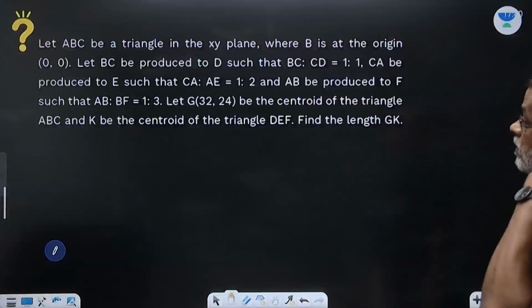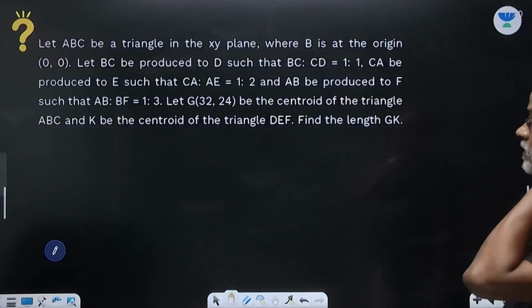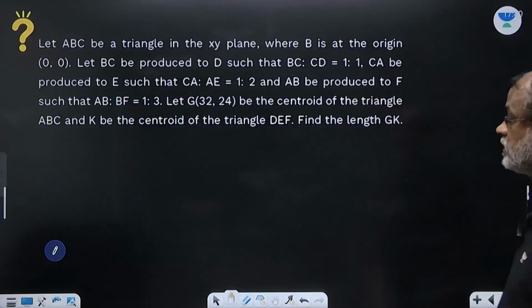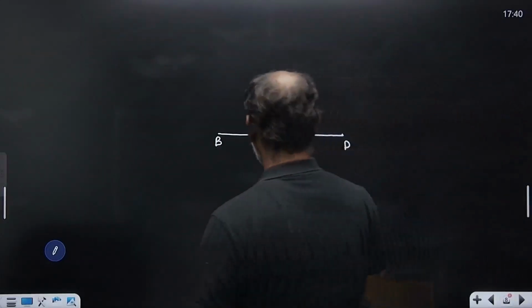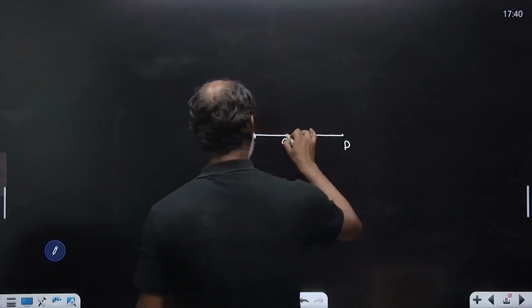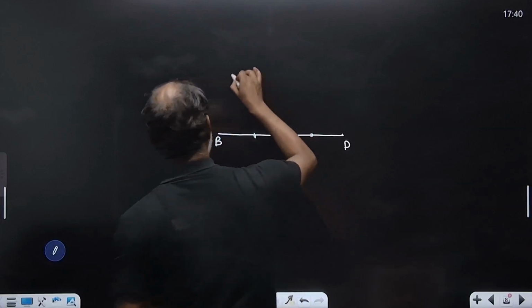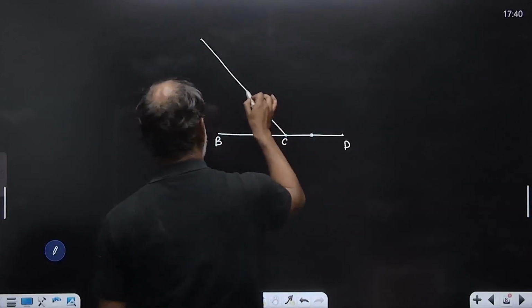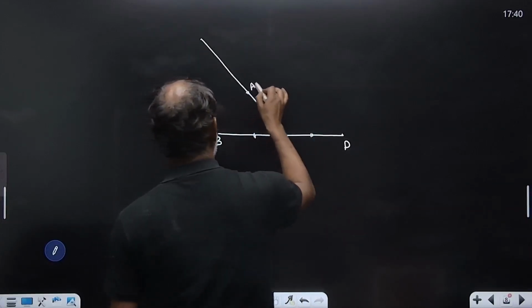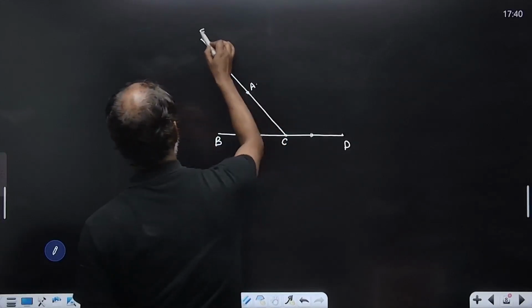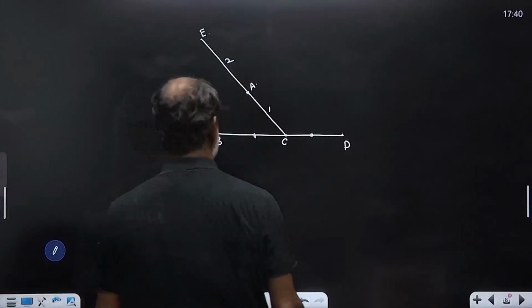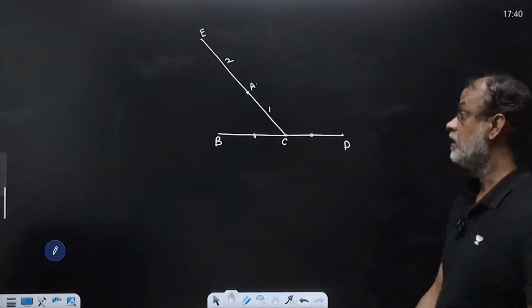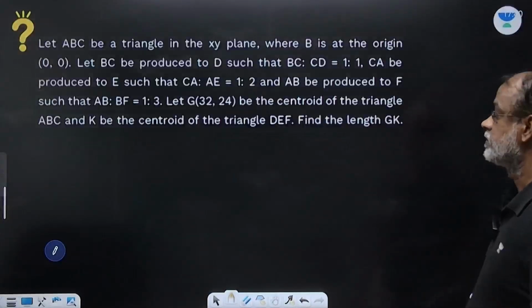Followed by CAB produced to E such that CA is to AE is 1:2. Okay, so let me explain. Suppose this is point A. This is produced to E. This is 1:2, CA is to AE is 1:2.